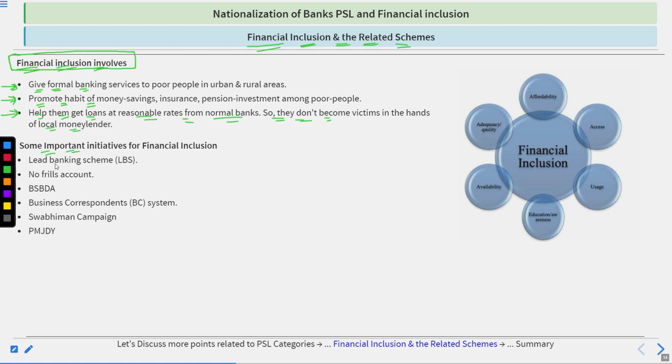Some important initiatives for financial inclusion. First, Lead Banking Scheme, LBS. No Frills Account, NFA, BSBDA, Business Correspondent System, BCS, Swabhimaan Campaign, PMJDY. Okay, this is what.